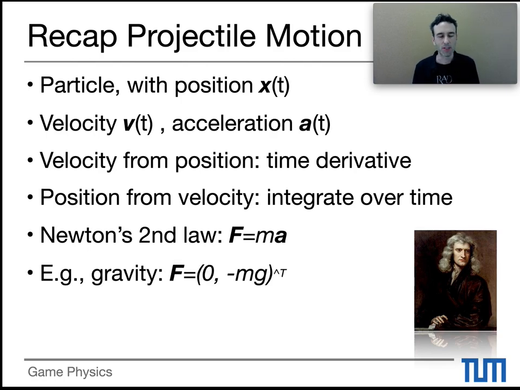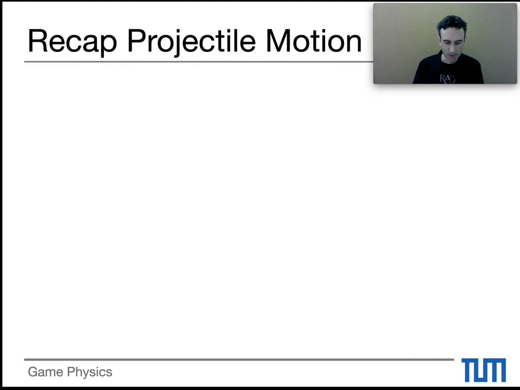One good example is gravity. We're in a two-dimensional setting, indicated here by the transpose on the side. Assuming we have a y-axis that goes up, we have gravity, minus m times g, acting downwards in a negative direction, g being a constant, 9.81 and so on. So now, what do we do with it?